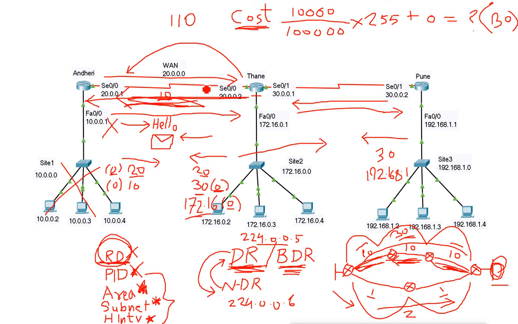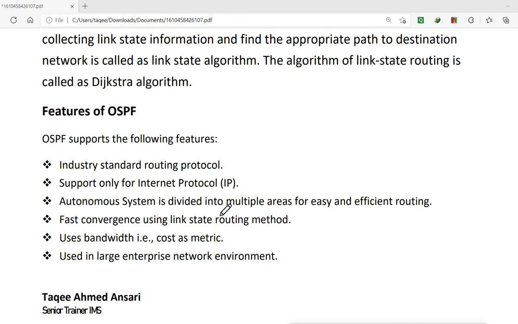Because of this, there is no chance of loop in the OSPF protocol. And that is why we can configure OSPF in a big network, a large network, whereas RIP is not possible to configure in a large network because of the looping problem. So that is how OSPF works.